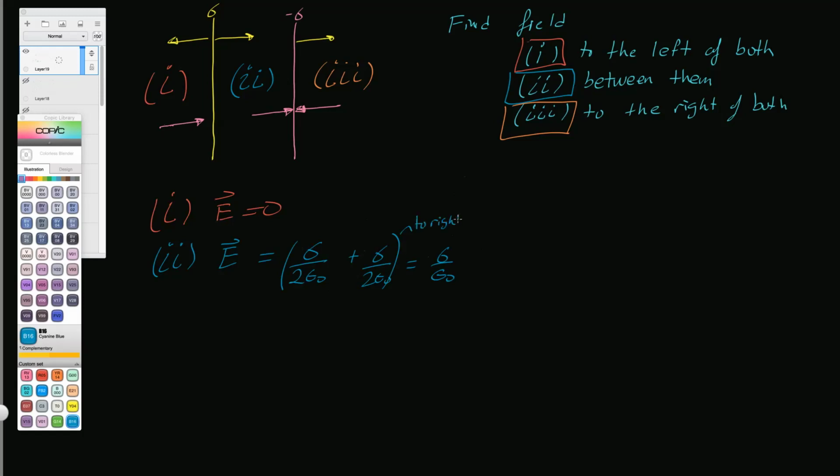Because I can't really define a vector unless I define a coordinate system, which I could. If we wanted to, we could define a coordinate system where this is plus x and this is negative x. So this would be in the x hat direction. Yeah, we could do that if we like. And then in region 3, they cancel again, don't they? And so for region 3, E is 0.